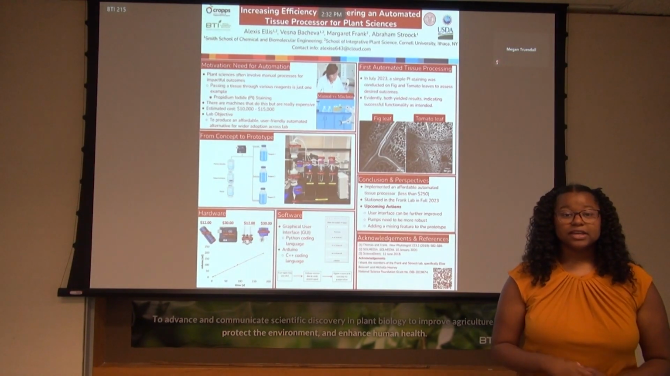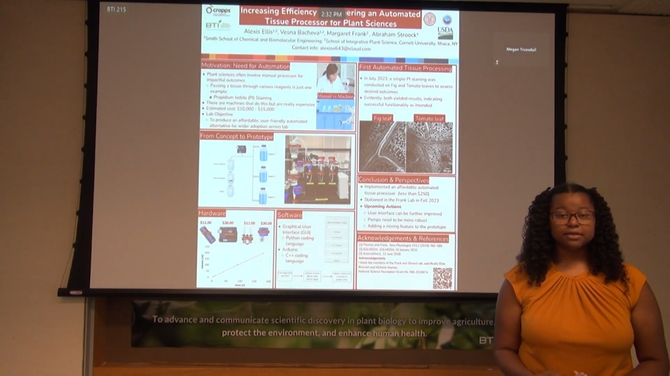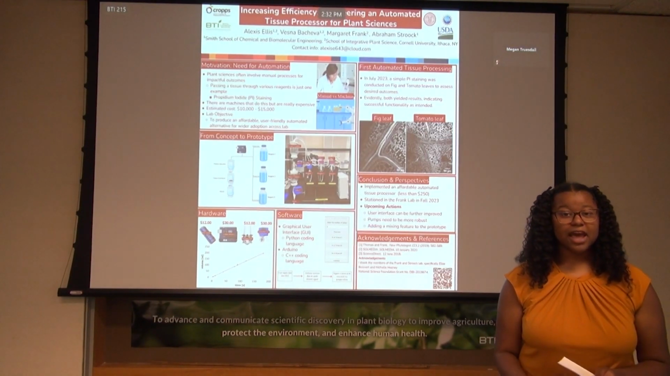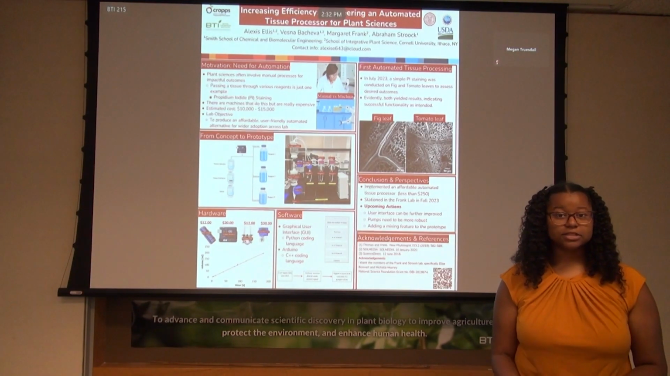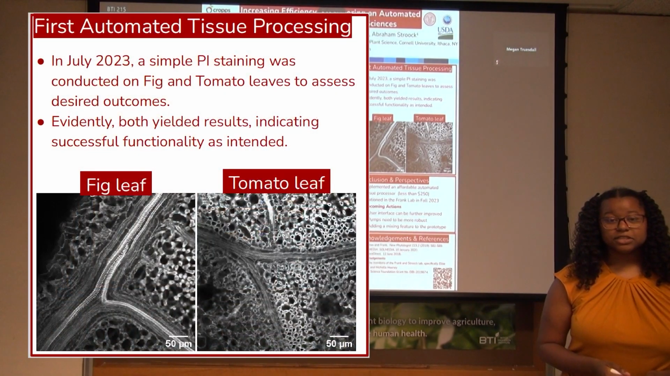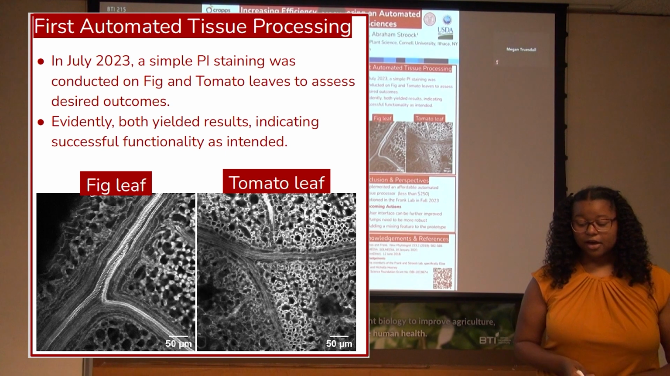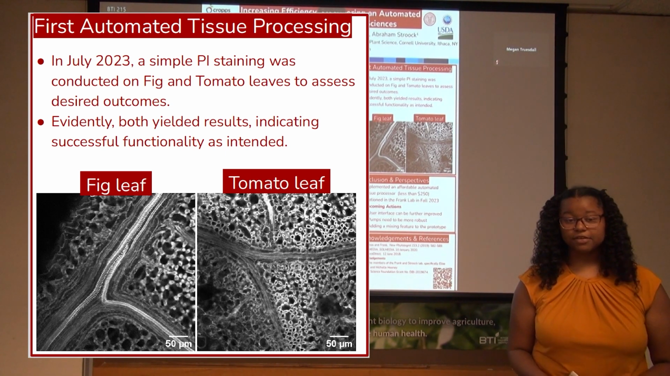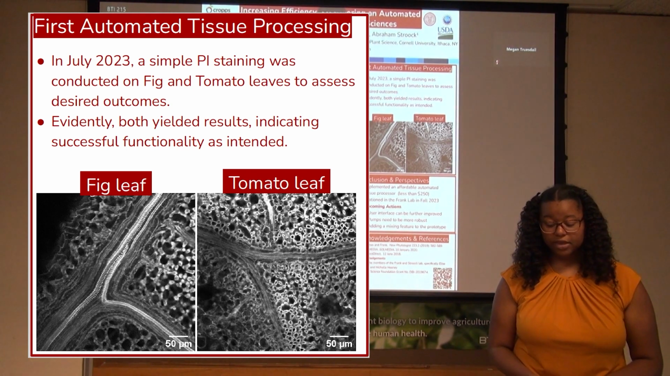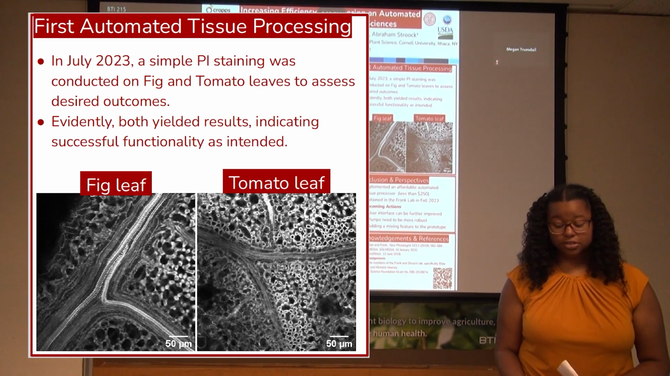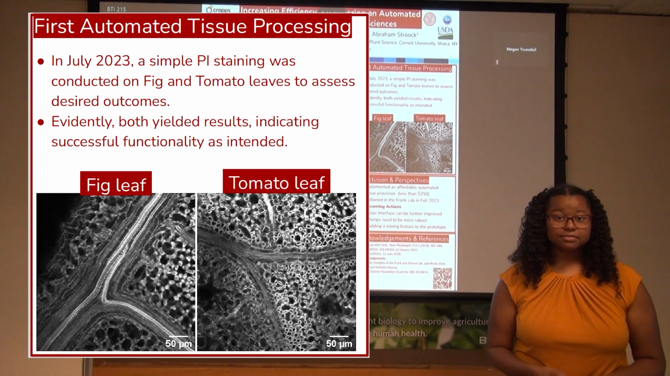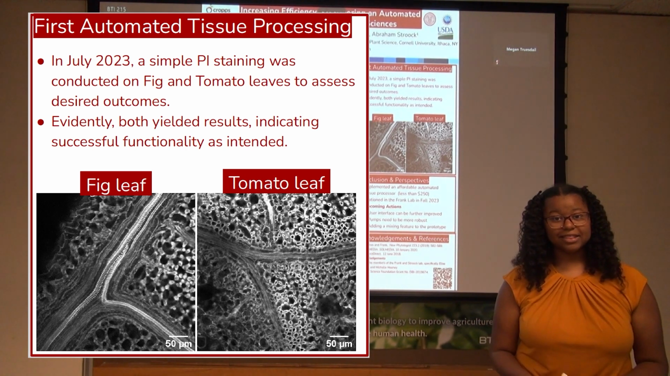Moving on, we conducted an actual PI staining with our prototype just to show that even though we were doing it in a lab, it can be implemented and actually work on different types of stem and leaf cells. So here we have a fig and we have a tomato leaf. We were able to yield successful results with our prototype, going through the whole PI staining process. In our fig and tomato leaf, you can see that we can visually see the vasculature of the cell wall as well as the mesophyll, which shows that our prototype did have successful results and can be implemented in the lab in the future.